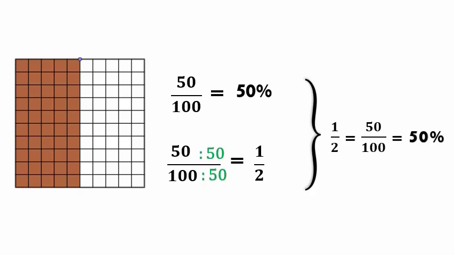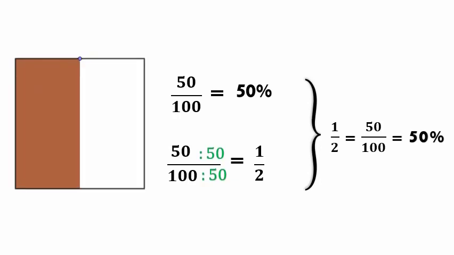For 50%, we divide the whole into 100 parts and color 50 parts. A half means that we divide the whole into 2 parts and color 1 part. As you can see, realize that the colored part and the whole don't change in this model. 50% is the same as a half of a whole.